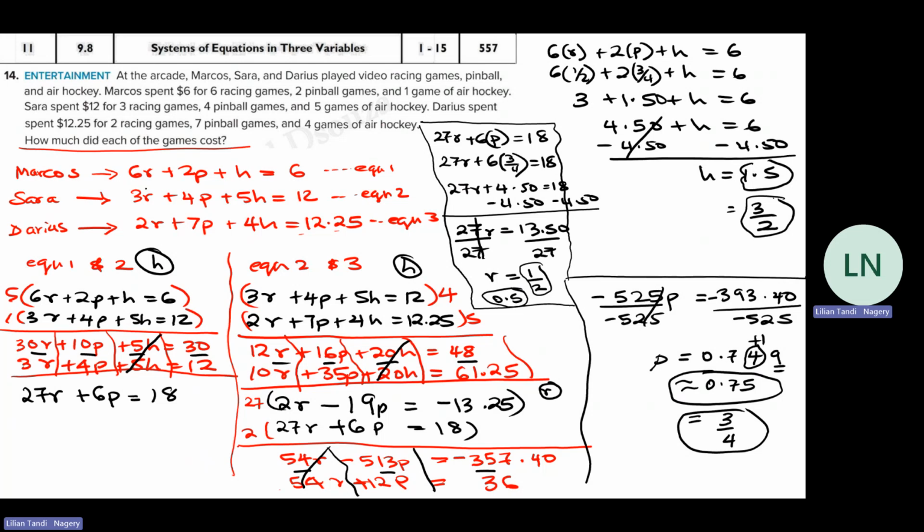Then write your solution following the order you have them. So you write solution, R, P, H. Your R is 0.5. Your P is 0.75. Your H is 1.5. Now, if you want to write them in fraction, half, 3/4, 3/2. And that's your answer. Okay? All right.